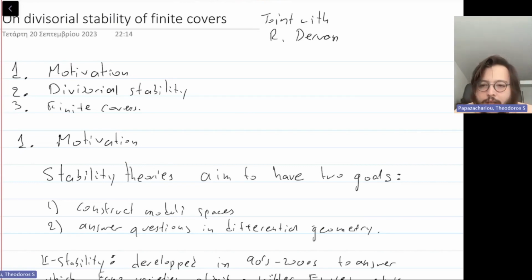This is joint work with Dervan here in Glasgow. So the way I want to break up this talk is to give a bit of motivation of why you would want to study these kind of problems. Then I'm going to give an introduction on divisorial stability, since it's a very recent notion. I just want to give at least an introduction of how you define it, how you want to study it, why it's different from K-stability, and why it's necessary also. Then I'm going to talk about these finite covers, so the main work with Uri.